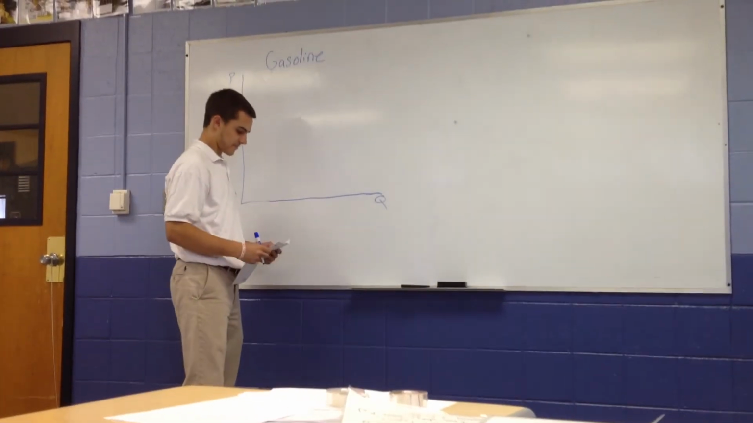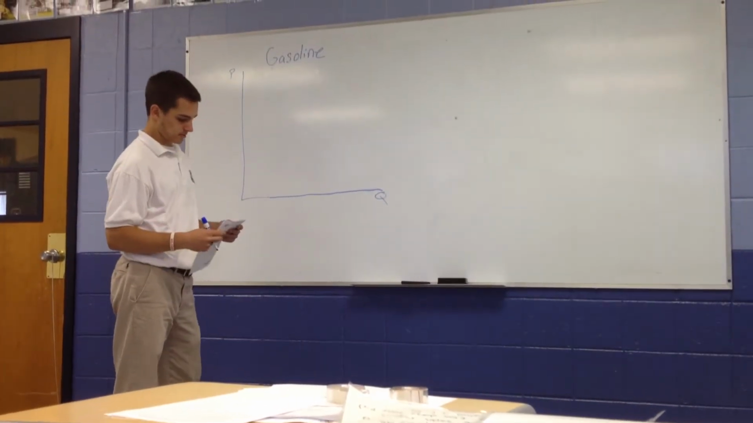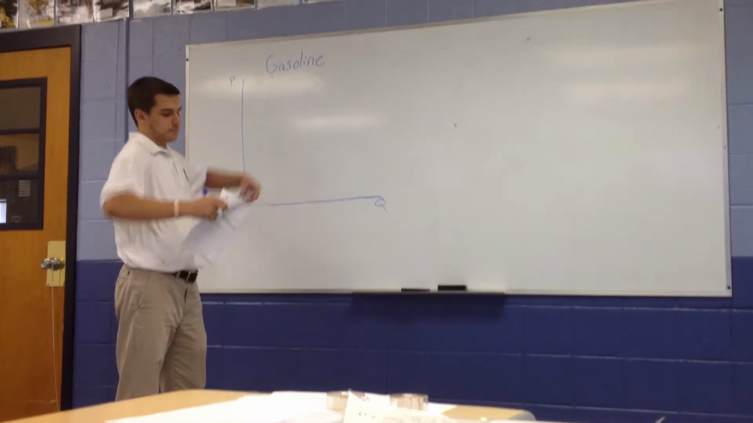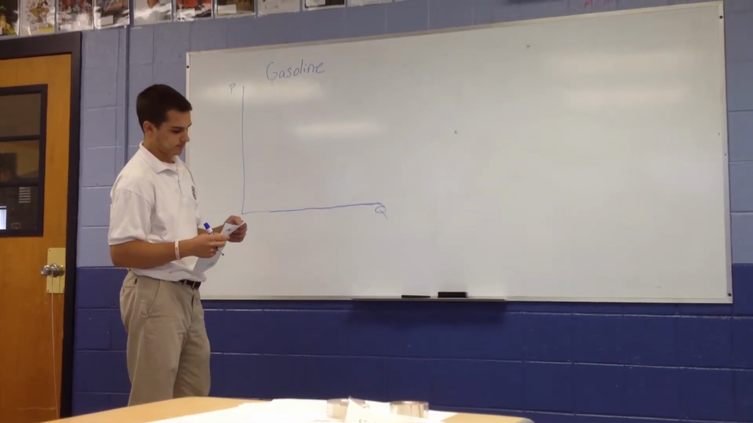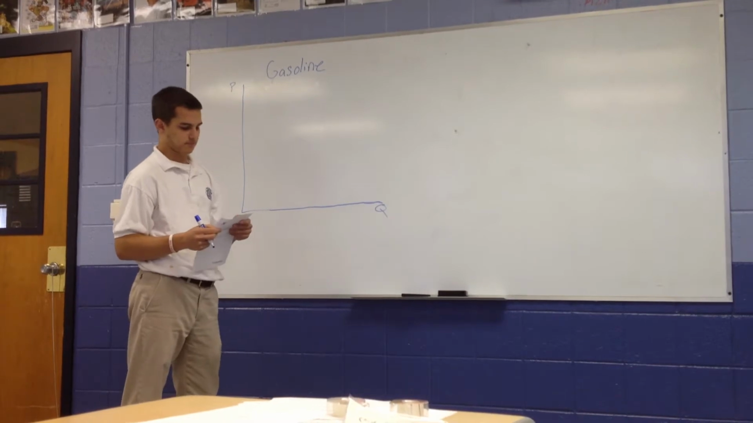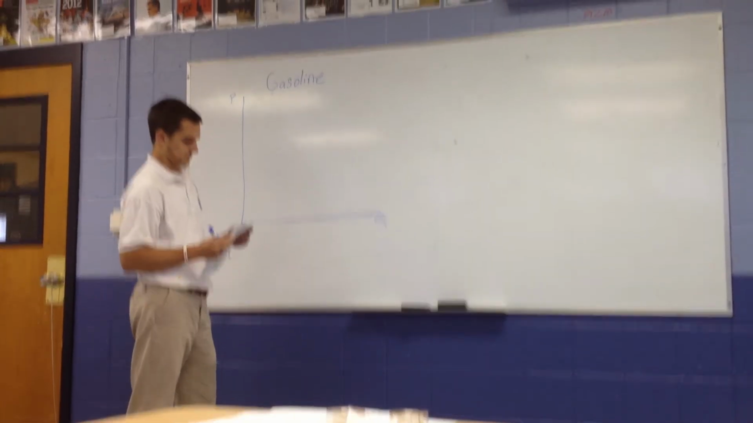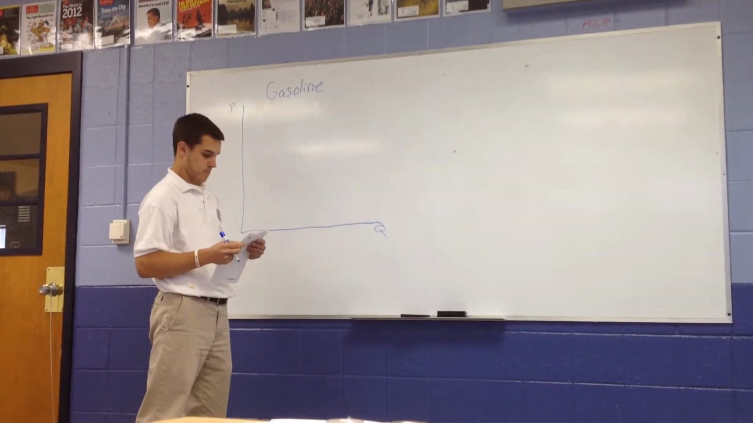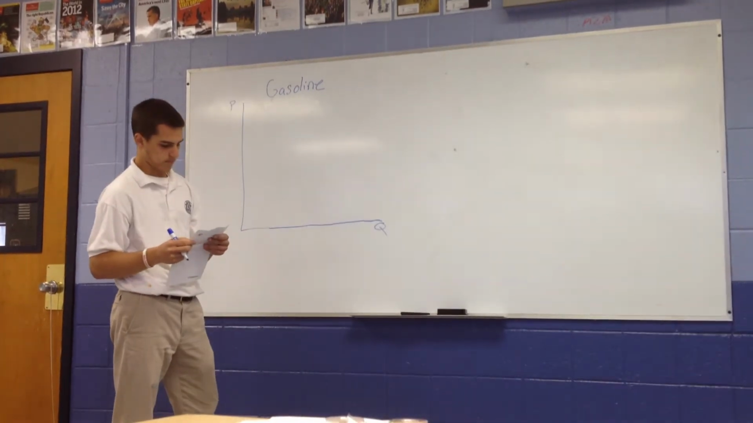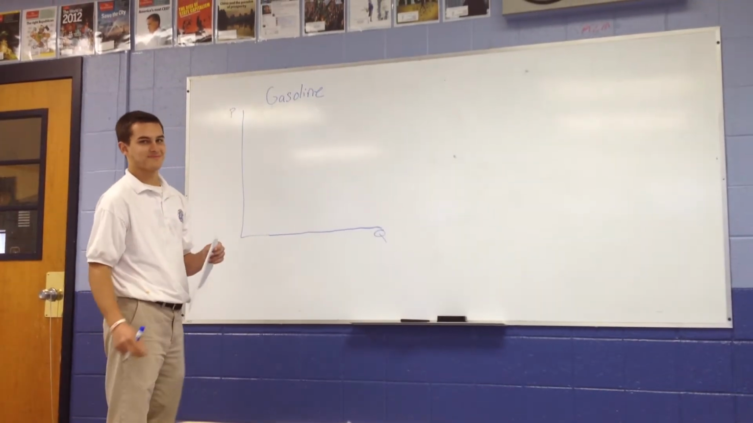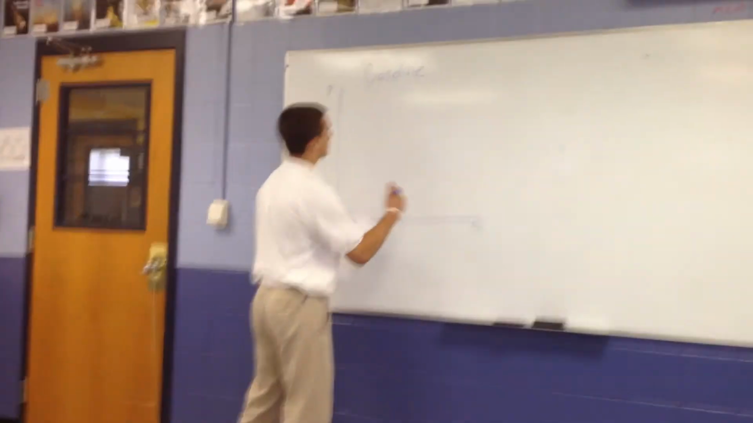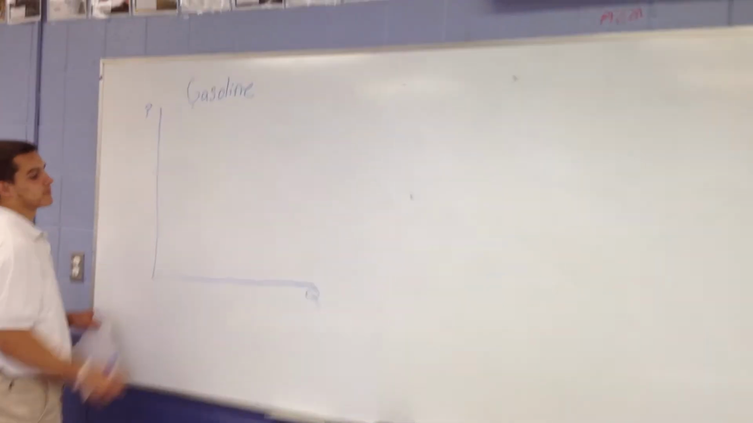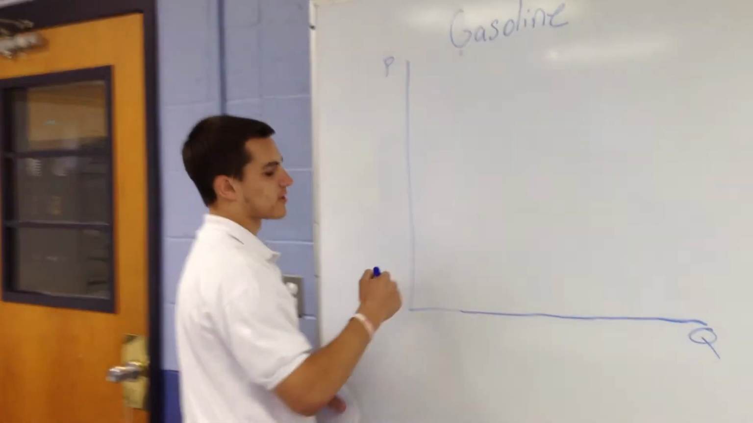Assume that gasoline is sold in a competitive market in which demand is relatively inelastic and supply is relatively elastic. A. Draw a correctly labeled graph of the gasoline market. On your graph, show the equilibrium price and quantity of gasoline, labeled PE and QE. Alright, so I already started the graph here. I'm going to label it gasoline. You have your price axis and your quantity axis.